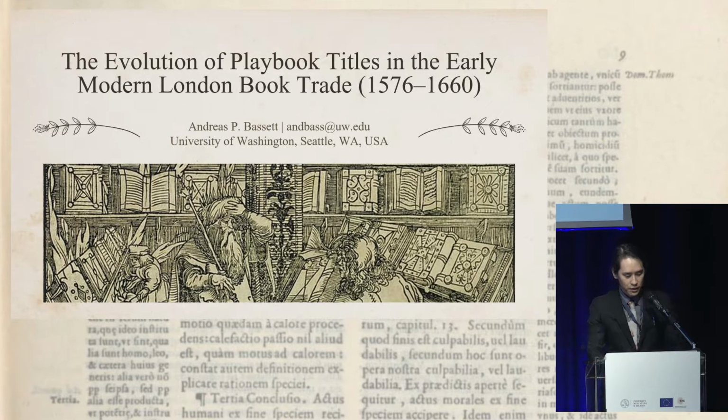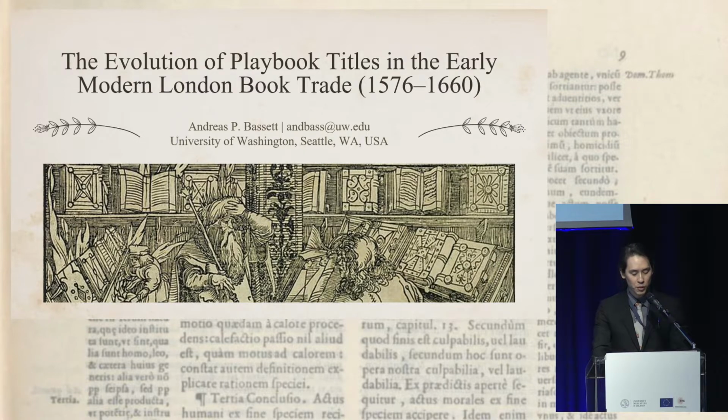All right. So I'm here today to talk about how titles on the title pages of early English printed plays, or playbooks, were arranged, what information they divulged, and how their verbiage and structuring changed across the 16th and 17th centuries. Four main points will guide my presentation.